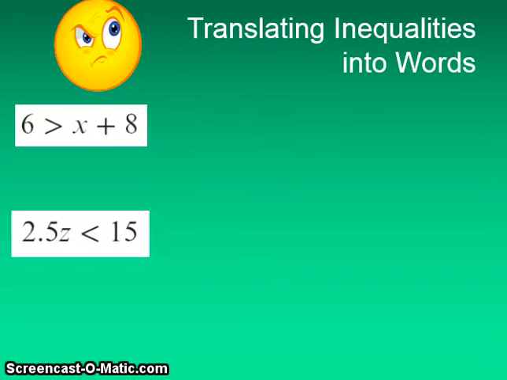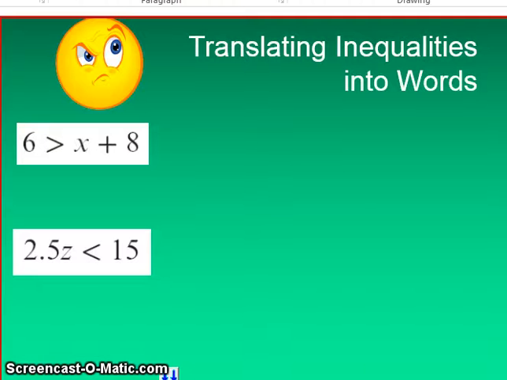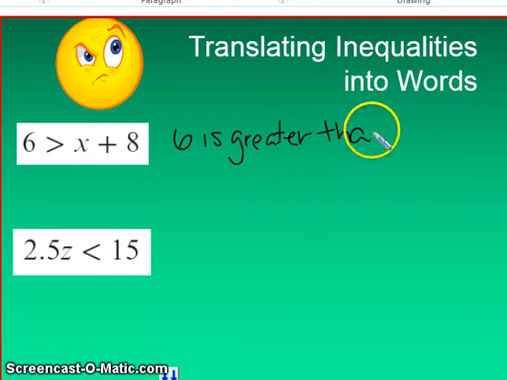Now we can also translate inequalities into words, just like we can do the other way around with expressions. So this inequality, and this is an example that needs to be in your notebook, this inequality is 6 is greater than x plus 8. Now, we could write it just as it is, so 6 is greater than, because our symbol is the greater than symbol. And then we could say the sum of a number and 8.